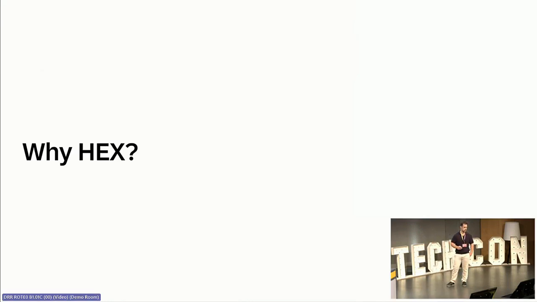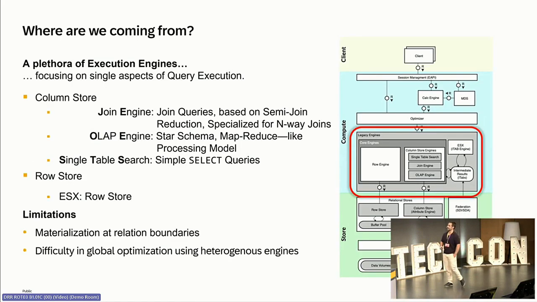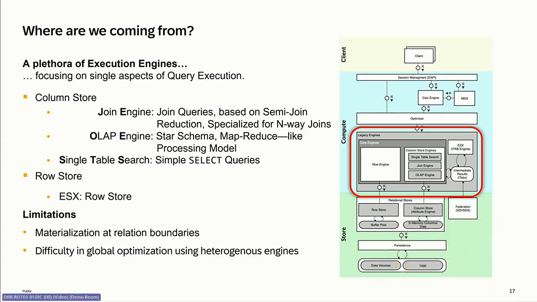Why was HEX a strategic necessity to be built in the first place? To understand that, we have to look back to the time before HEX was introduced. Back then, we had to deal with a plethora of execution engines within HANA. We basically had an execution engine for each persistence model. And even worse, for the column store, for example, we had in total 3 execution engines.